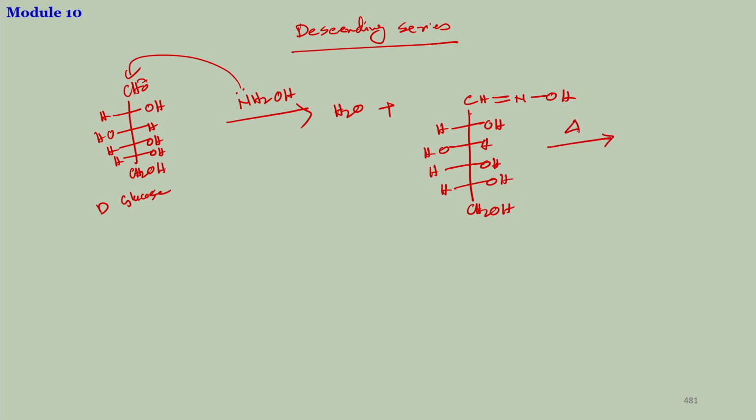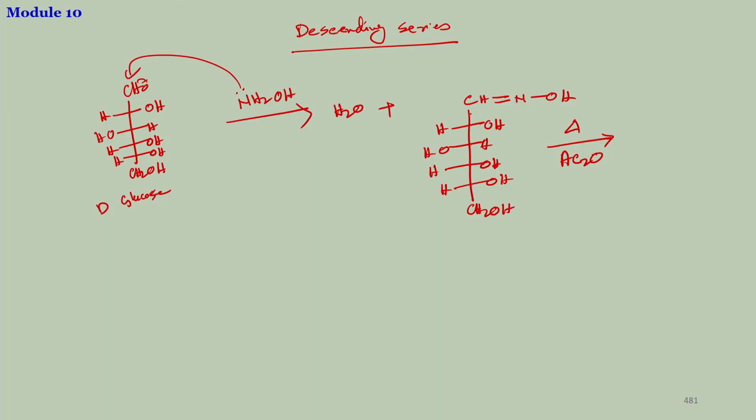Now if you heat this up, ideally this can remove another molecule of water, but it does not happen like that. It works best if you use a little bit of acetic anhydride. That will eliminate another molecule of water, and this will create your cyanide, CN. At the same time, since you have used acetic anhydride, it will protect all the hydroxyl groups as well. So you will now have OAc, OAc, OAc, CH2OAc.